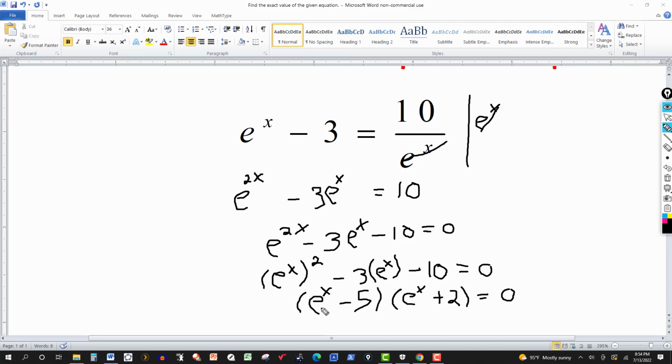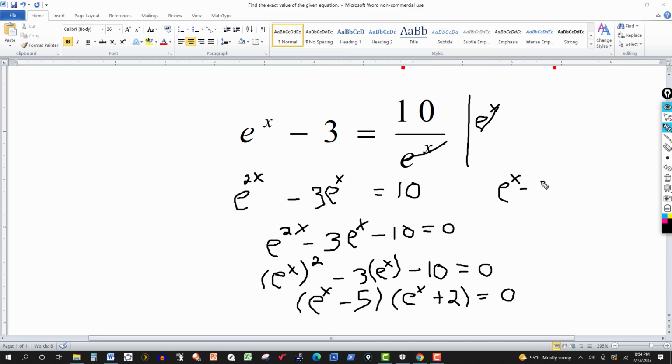E to the x times e to the x does give me the e to the 2x. 2 times the minus 5 is the minus 10, and then the inner terms and the outer terms: minus 5 times e to the x, minus 5 e to the x, and 2 times e to the x. Add those up, we get minus 3, so it checks out. Now once I have a product equal to 0, that means either one of the factors is 0, or they're both 0. So I simply set each factor equal to 0. One or the other or both have to be 0 in order for this to be true.